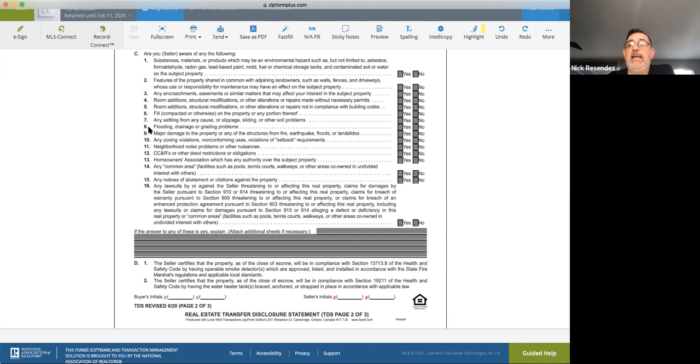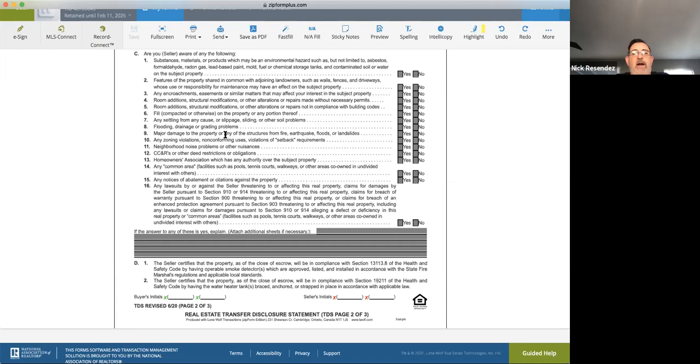Number 7 talks about settling or slippage, sliding, other soil issues. Sometimes you'll see a house where the doors don't close perfectly, the frame's a little bit out of square, basically, and that would be an indication of potential settling, right? Now, just because you notice that doesn't mean it's automatically settling. There could be another issue. So you just have to guide your seller to remind them, when you're disclosing, all you're doing is stating facts, whatever you observe. So maybe you don't say that there's any settling. Maybe you just write in there that the bedroom door is out of square, okay, or it sticks, doesn't close properly. 8, flooding or drainage or grading problems.